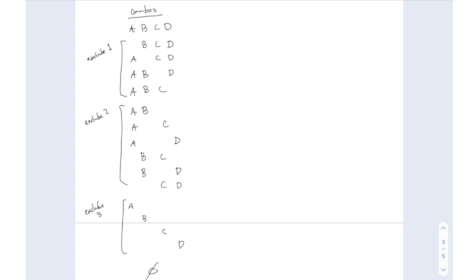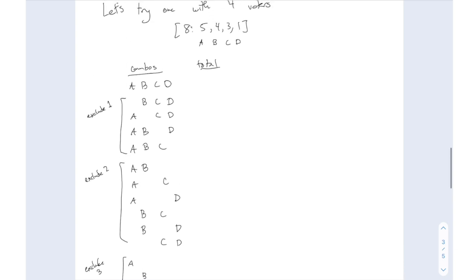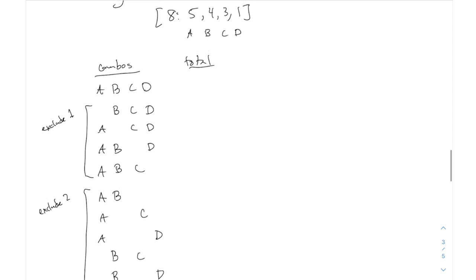So what we need to do is add the values up to get the totals. So for the A, B, C, D, everybody ready to add? For the A, B, C, D, you add them all up. This is 9, 12, 13, I believe, right? B, C, D omits the 5 there. It's going to be 8. That's 4 plus 3 plus 1. A, C, D is 5 plus 3 plus 1, which is 9. A, B, D is 5 plus 4 plus 1, which is 10. A, B, C is 5 plus 4 plus 3, which is 12.